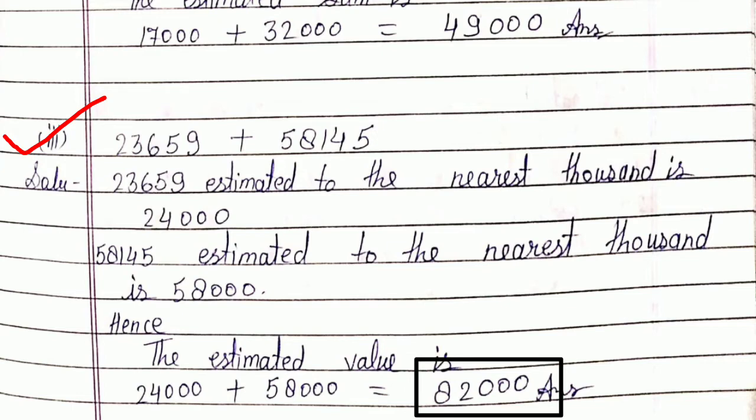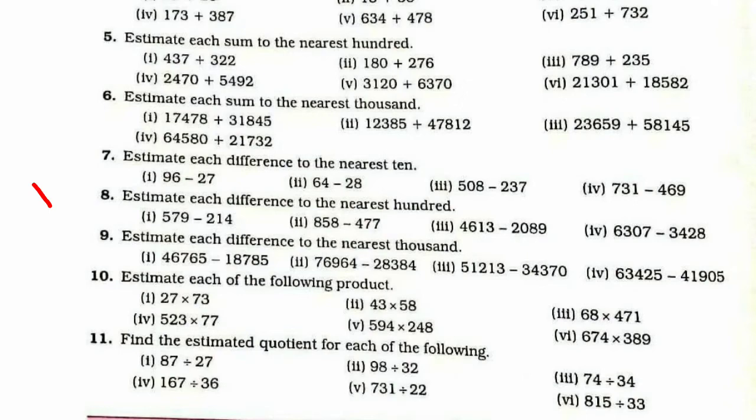Now I hope you understood why here 24,000 will come, because 6 is given here which is right of the rounding place, and that is greater than 5. So we will add 1 in it, and here 58,000 will come the same because 1 is less than 5. Now we are moving to the next question, question number 7. Estimate each difference to the nearest 10. Now here in this part we will find out the difference, 96 minus 27.